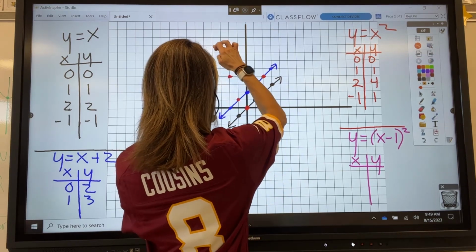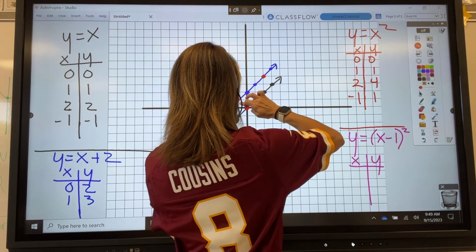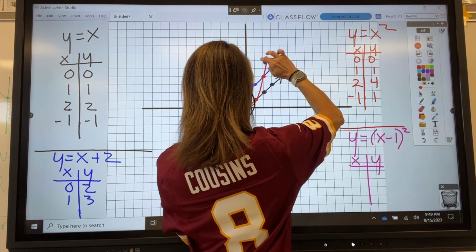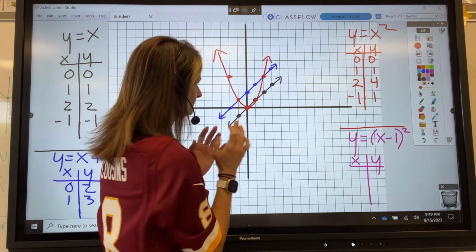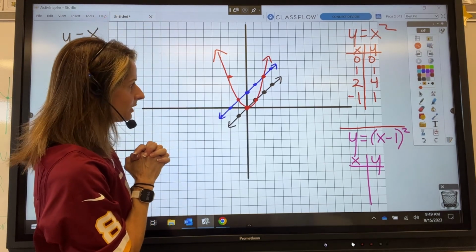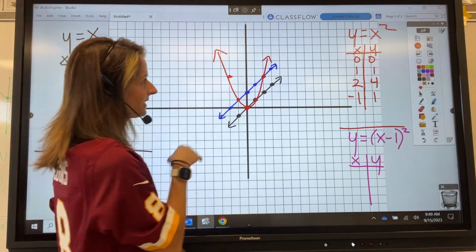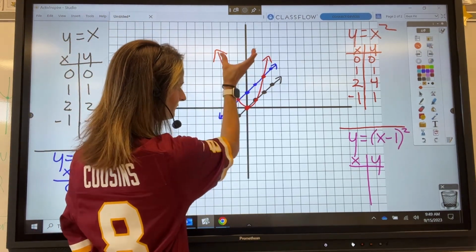This is an even function because it's symmetric with respect to the y-axis. So there we've got a parent function of a quadratic, y equals x squared. So if I were to add a +2 at the end, the whole thing would shift up 2.